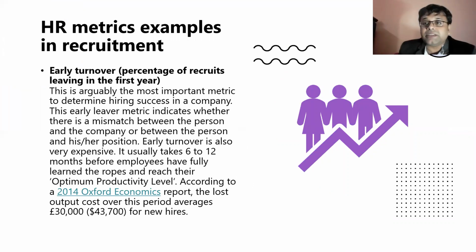Next, we are going to another one, which is early turnover. What is turnover? Turnover is attrition. Early turnover means attrition at an early stage. If you hire some people and they leave within 6 or 7 months, or even before that, we need to identify what percentage of recruits leave within the first year of joining. That is a loss to the company, right? That is a loss to the company.